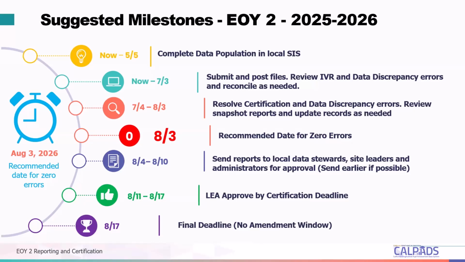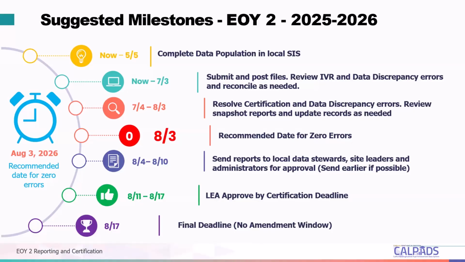The recommended date for zero errors is August 3rd. From that day, August 3rd or 4th, until the 10th would be prime time to submit the reports to local data stewards, site leaders, and administrators. You want them to review the accounts prior to the deadline, so if they want you to make changes and amend data, you have time to do that.